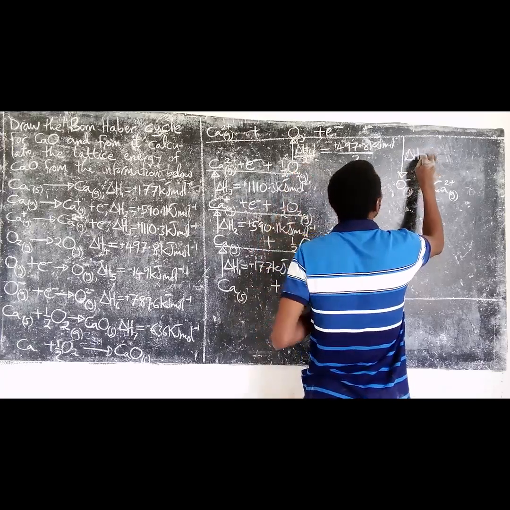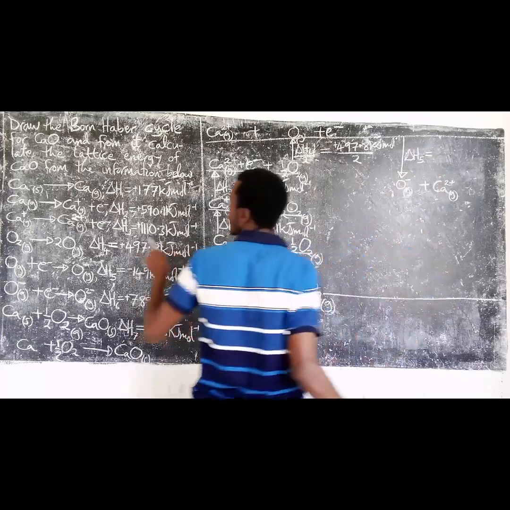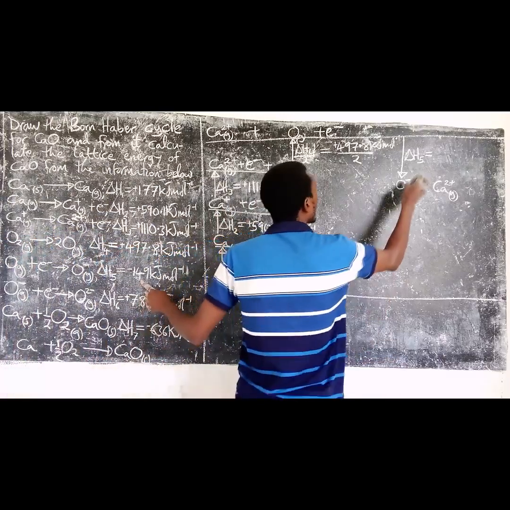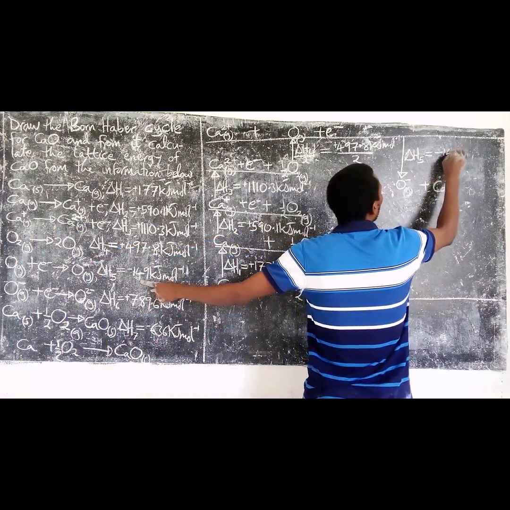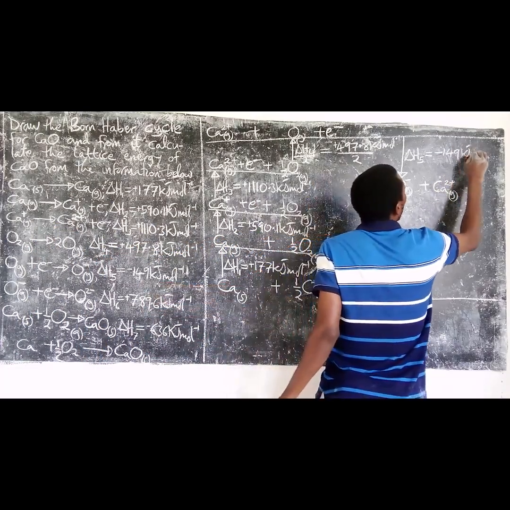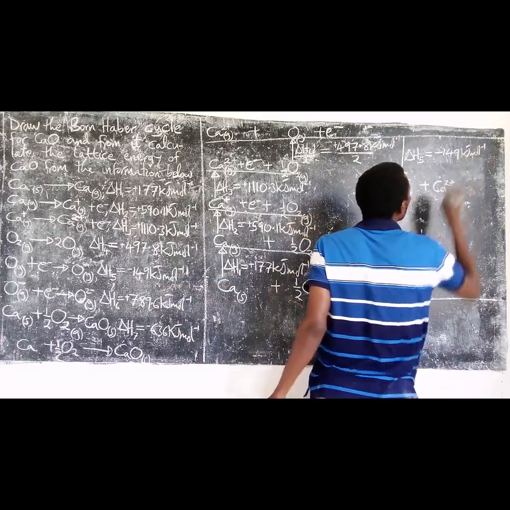Then after that, this is heat change 5. Heat change 5 is equal to, this is the heat energy, this one. This is the first electron affinity, which is negative 149 kilojoules per mole.